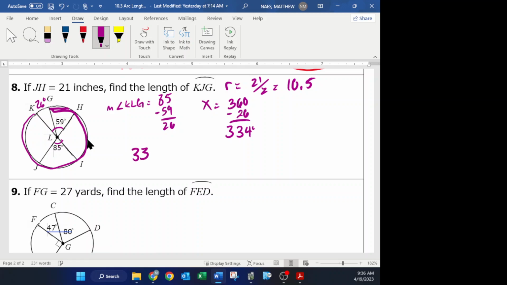So 334 over 180 times pi times the radius 10.5. And that should get you 61.21, and it's in inches, so inches.